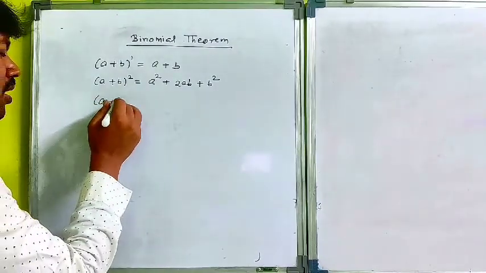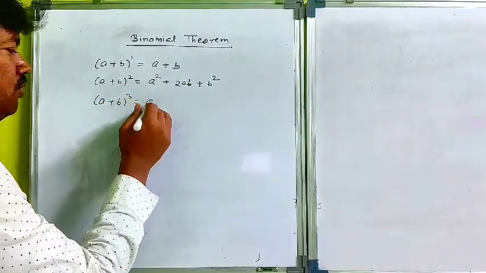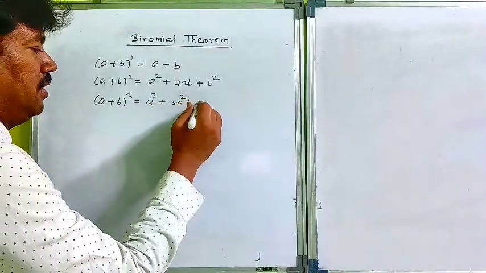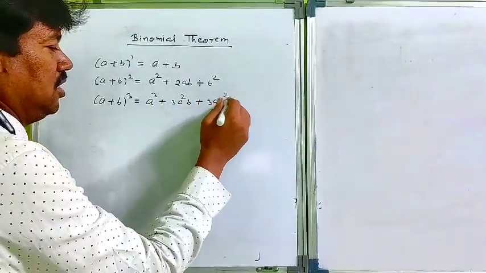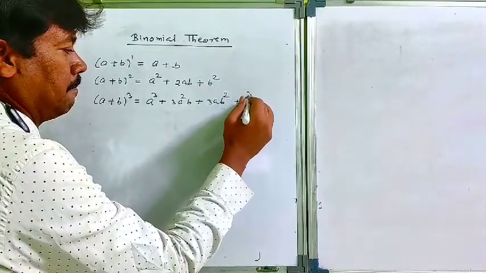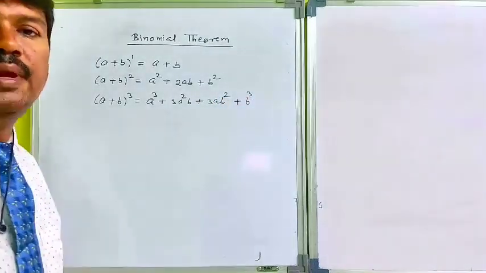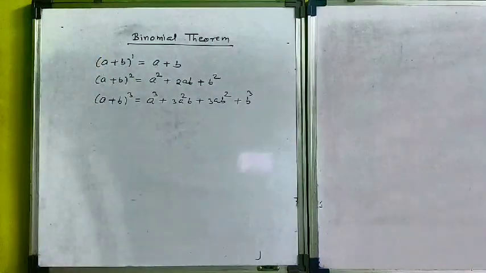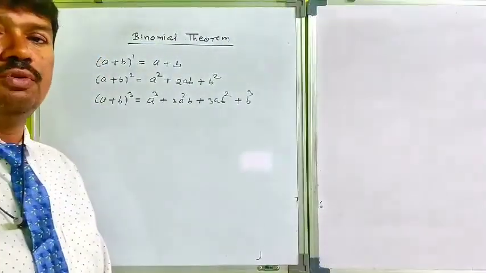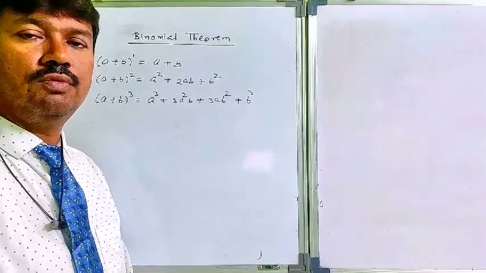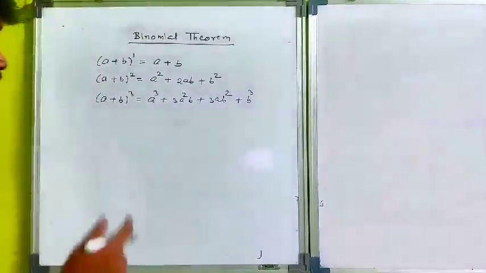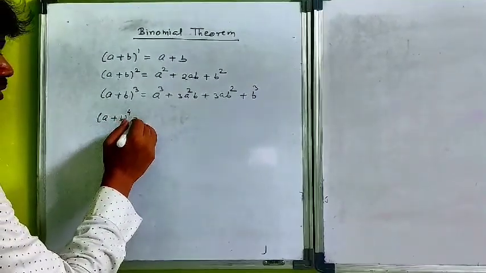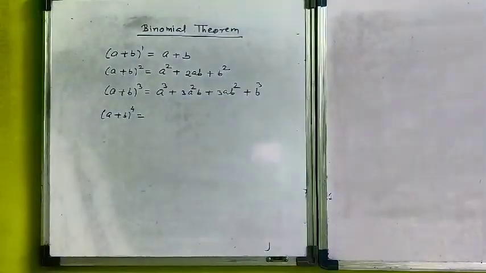Similarly, a plus b the whole cube. What is that? It is a cube plus 3a square b plus 3ab square plus b cube, like this. So now, what will be a plus b raised to 4? Can you write a plus b raised to 4?